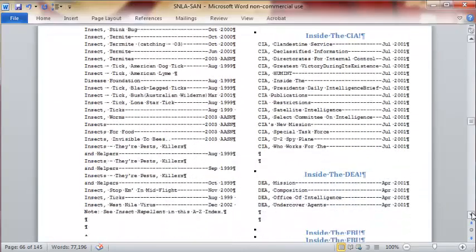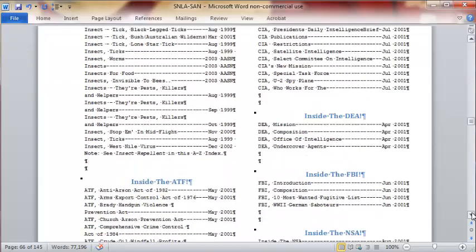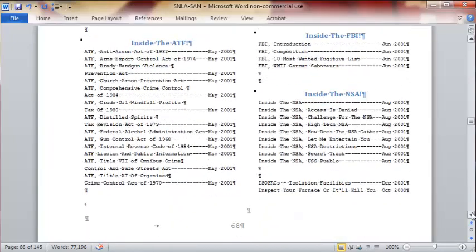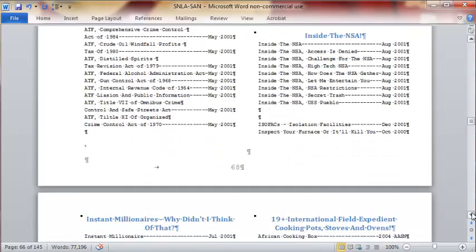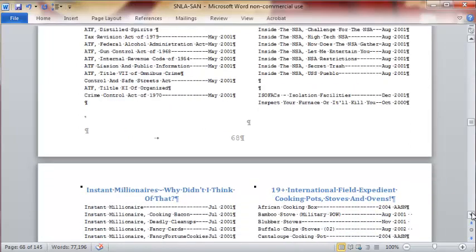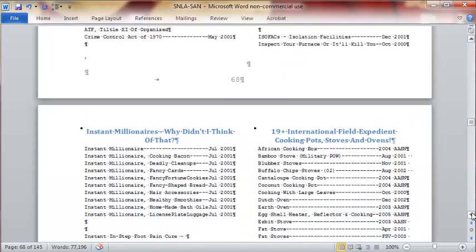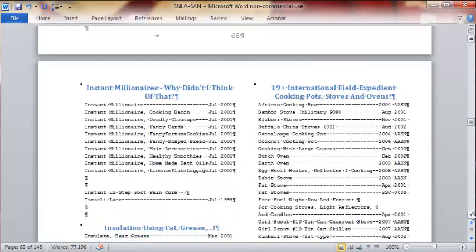We also have inside the CIA, inside the DEA, inside the FBI, inside the ATF, inside the NSA. Little writeups on those. Those are unclassified, of course. Instant millionaires. Why didn't I think of that? That comes as part of money survival.